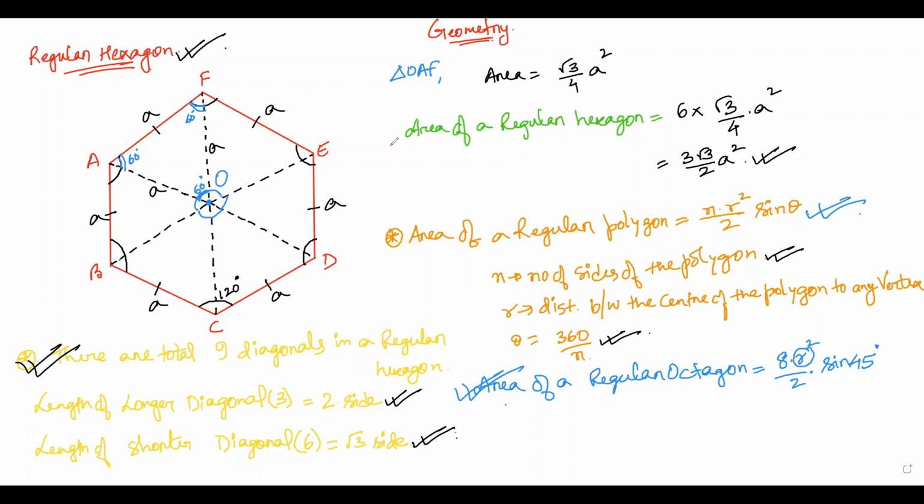So the area of a regular hexagon is given by 3 root 3 upon 2 into side square. And in general, the area of any regular polygon is given by n into r square upon 2 into sine theta, where n is the number of sides of the polygon, r is the distance between the center of the polygon to any vertex, and theta is given by 360 upon n. Also, there are total 9 diagonals in a regular hexagon, out of which 3 are longer diagonal and 6 are shorter diagonal. And the length of longer diagonal is given by 2 into side, and the length of the shorter diagonal is given by root 3 times the side.